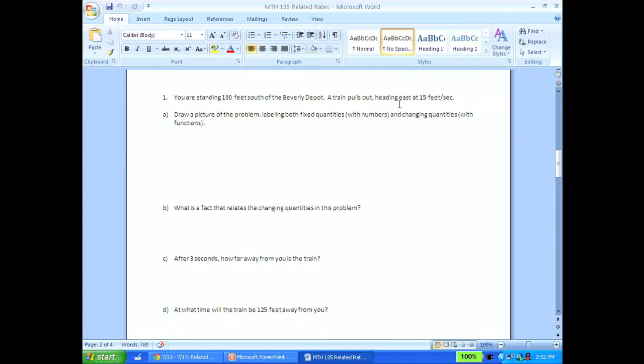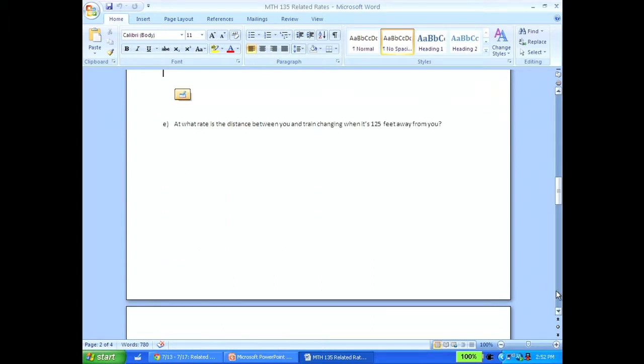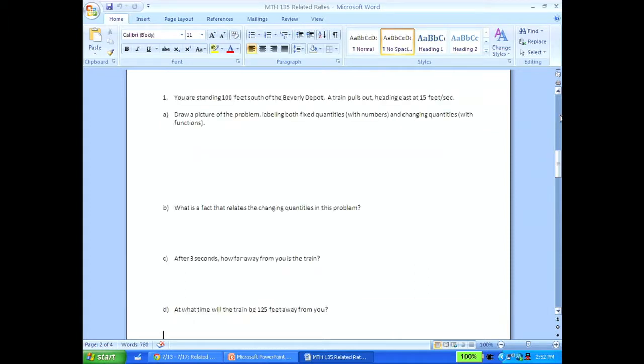Okay. So this is an example of a problem where, since it's the first one we're doing together, I'm going to kind of lead you through it with these parts. In the future, I would probably mainly just ask you the last part of the question, which is part E. At what rate is the distance between you and the train changing when it's 125 feet away from you? But I'm pretty sure if I asked you that question right now, you would, rightfully so, throw up your hands in the air and say, I have absolutely no idea how to do that. And that's fair at this point. So let's not jump right to part E, and let's do parts A, B, C, D first.